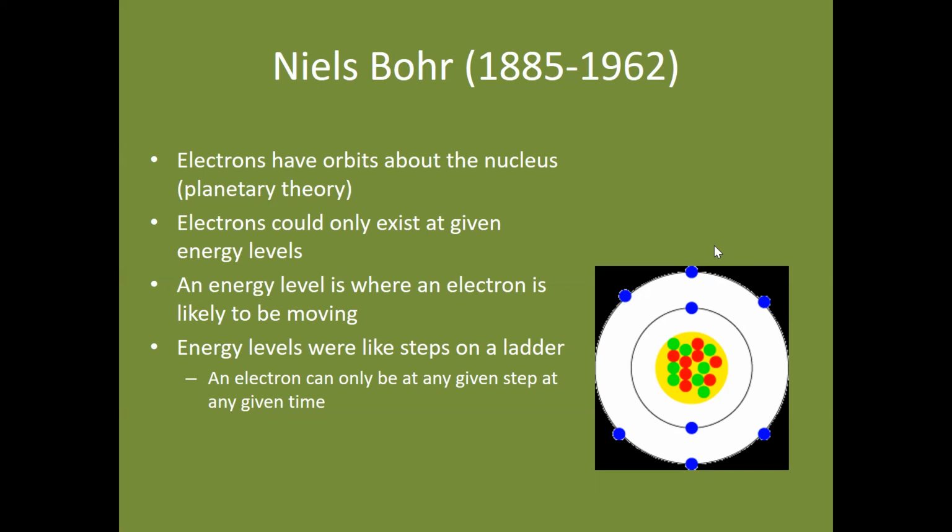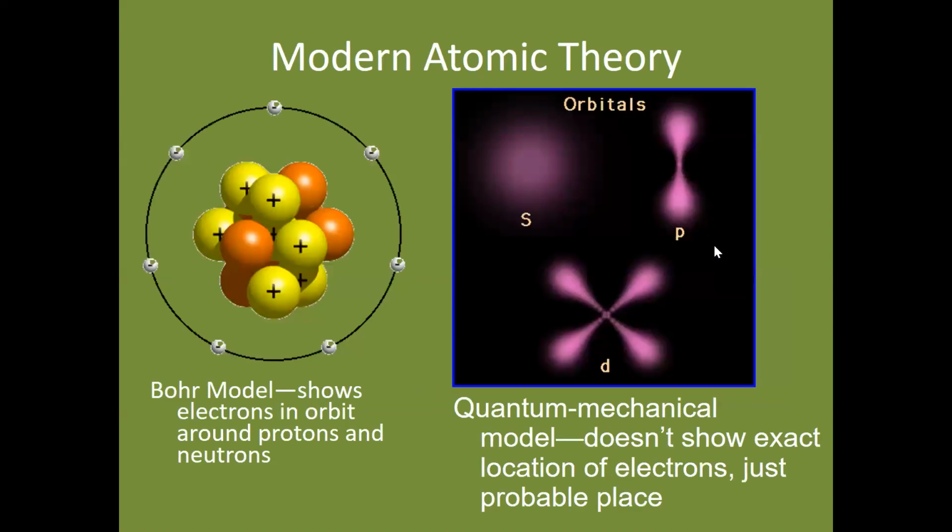The problem was it didn't work for any other atom. So they built upon this, and this is where we are now. The Bohr model shows electrons in orbit around protons and neutrons.